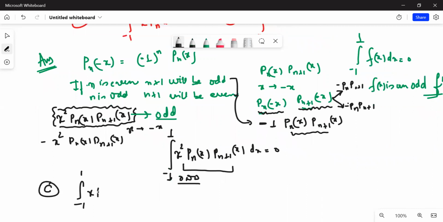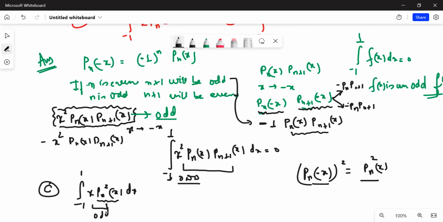Now, if you see option number C, it is given minus 1 to plus 1, x into Pn square dx. So in any case, whether n is even or odd, this is obviously square. So whether n is even or odd, this can be written as Pn square x. Whether you write minus x or plus x, it will remain like this only. And this is odd. So overall, this would be an odd function, so this would be 0 anyway.